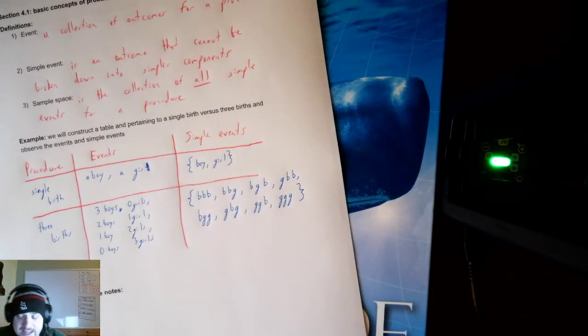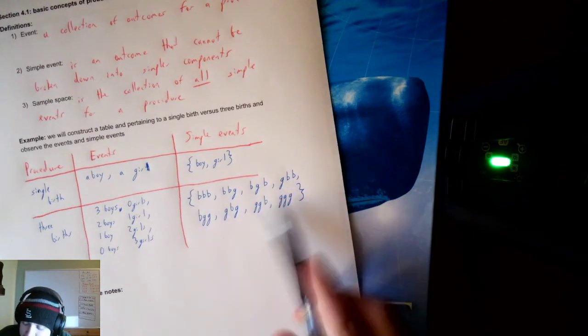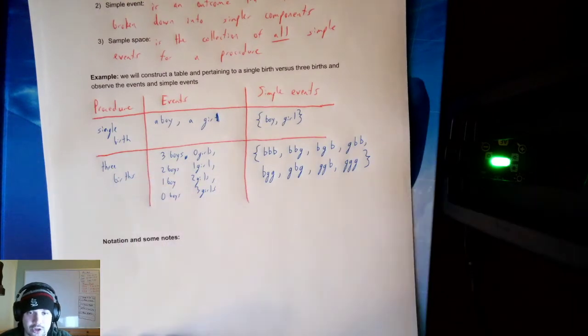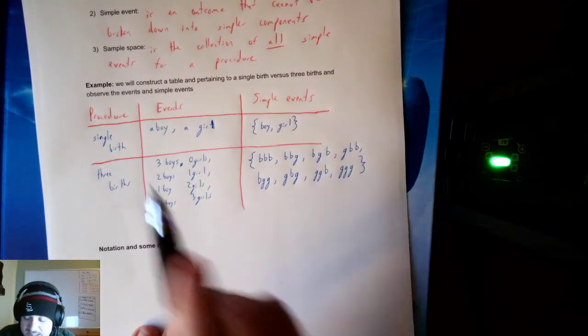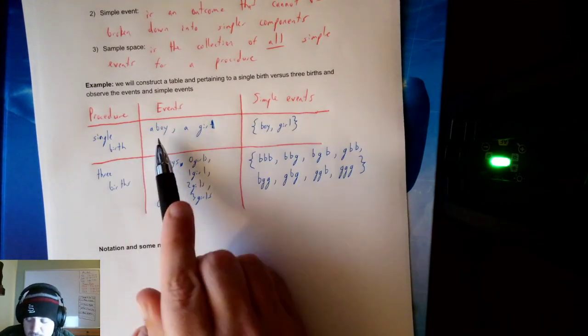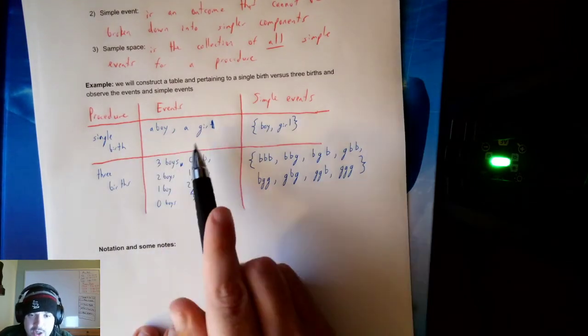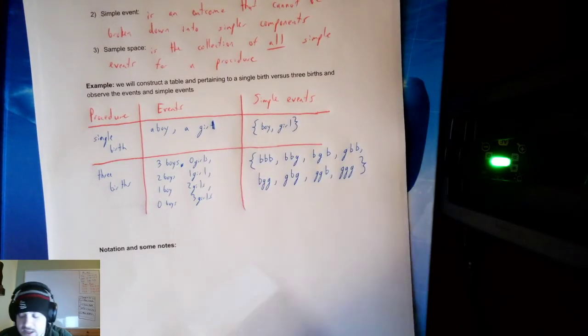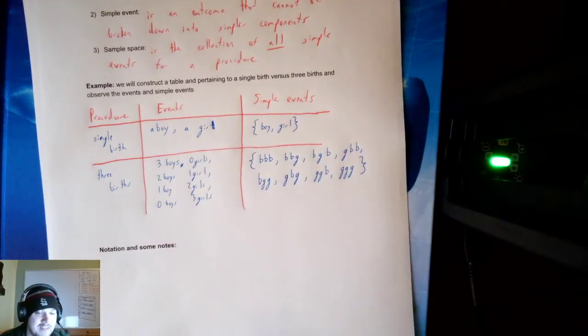So the simple events, there are 8 simple events, 4 events, and 1 procedure for 3 births. For the other example, it's a single procedure still. There were 2 events which directly corresponded to the 2 simple events as well. So sometimes there might be overlap between events and simple events, right? So that's an introduction to the difference between events and simple events.